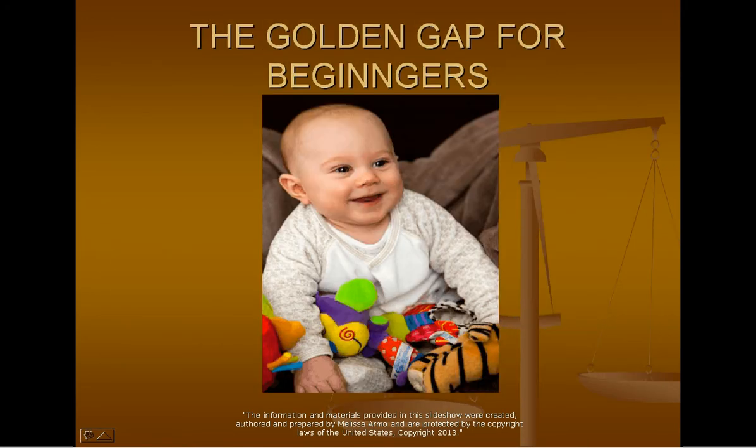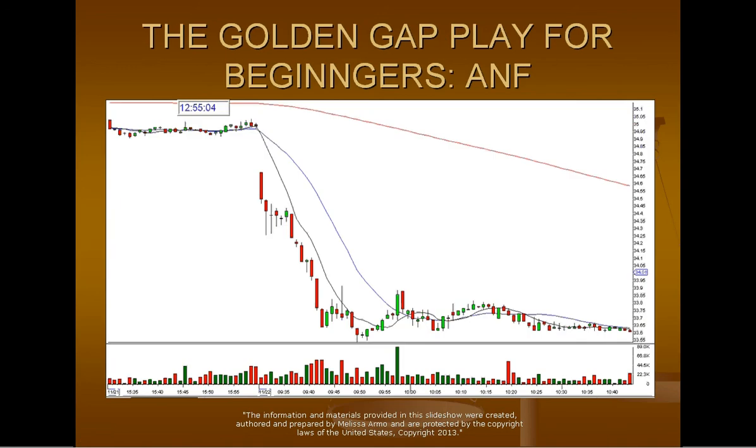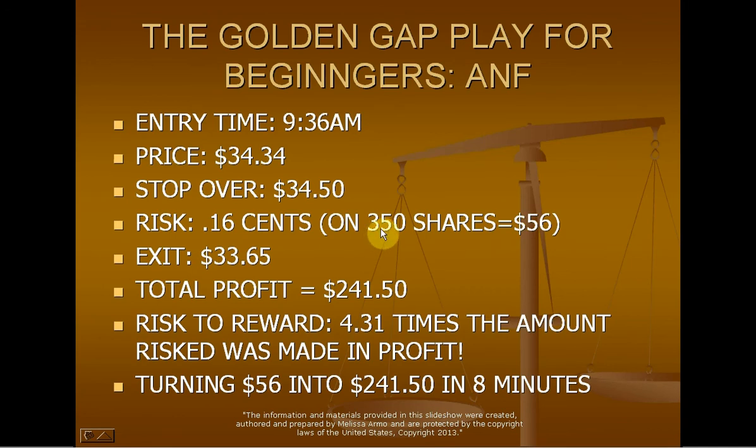I want to go over this because it's good to use examples for beginners. Not everyone can take a $500 risk, and you shouldn't if you're a brand new trader anyways. You have a small account, you're a beginner trader, take a beginner risk. What would that be? Same trade, same everything, except the amount of shares is going to be 350 instead of 3,500. Risk is $56. Exit's still the same, entry's still the same, profit's $241, and guess what? This is still a nice four-hour trade, risking only $56, and anyone can do this.